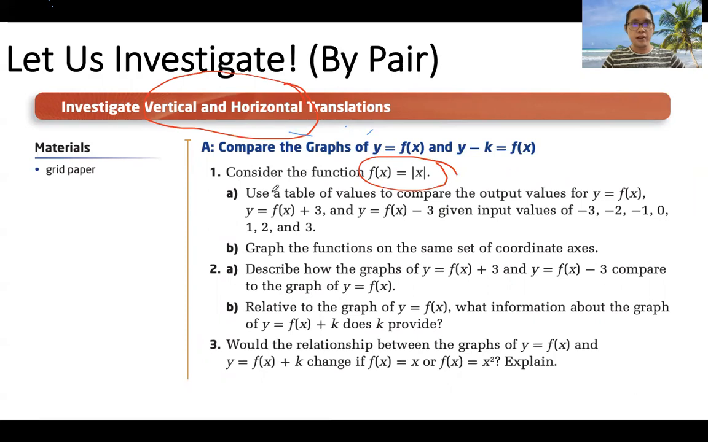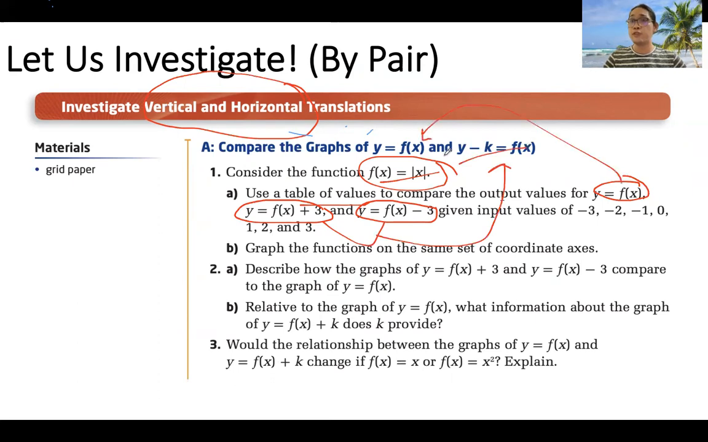So you have it there. Use the table of values. You're familiar with the table of values in graphing, right? Again, do not forget this is our function. Compare the output values for y equals f of x, and also the functions y equals f of x plus 3 and y equals f of x minus 3. These are the same as this pattern, right? Can you follow? And this one is the same as this pattern. Let's compare their graphs later.